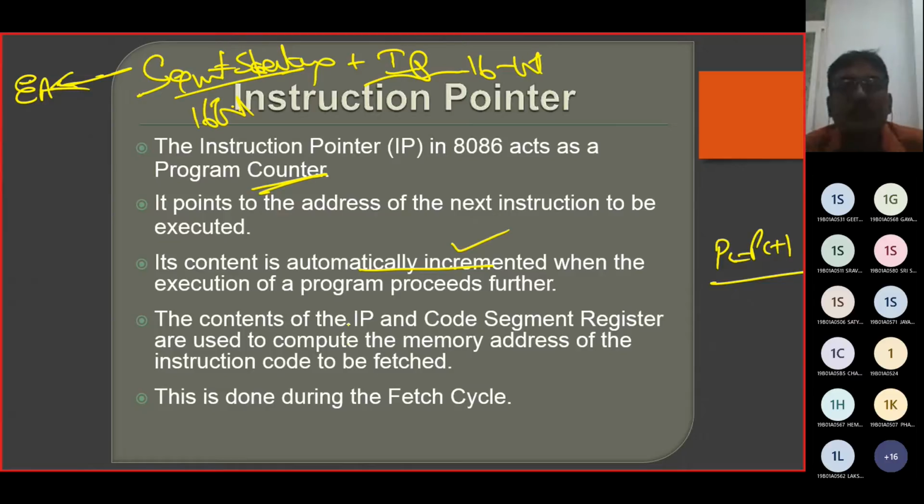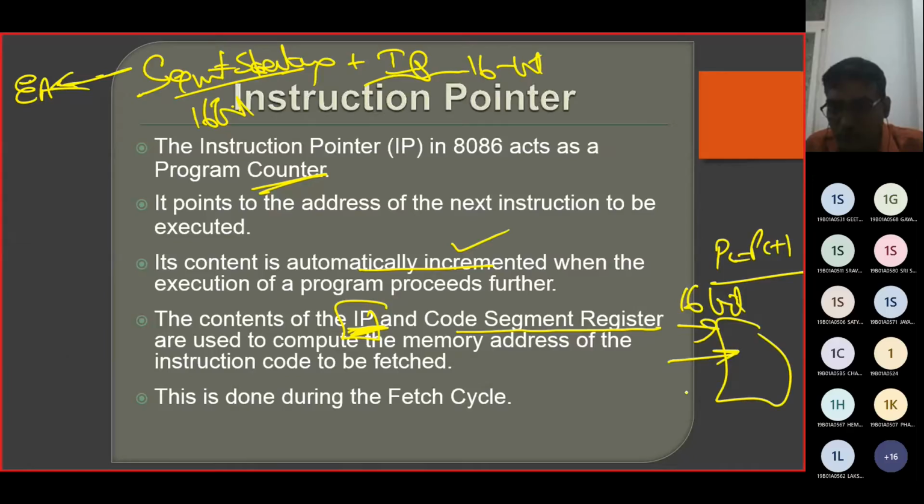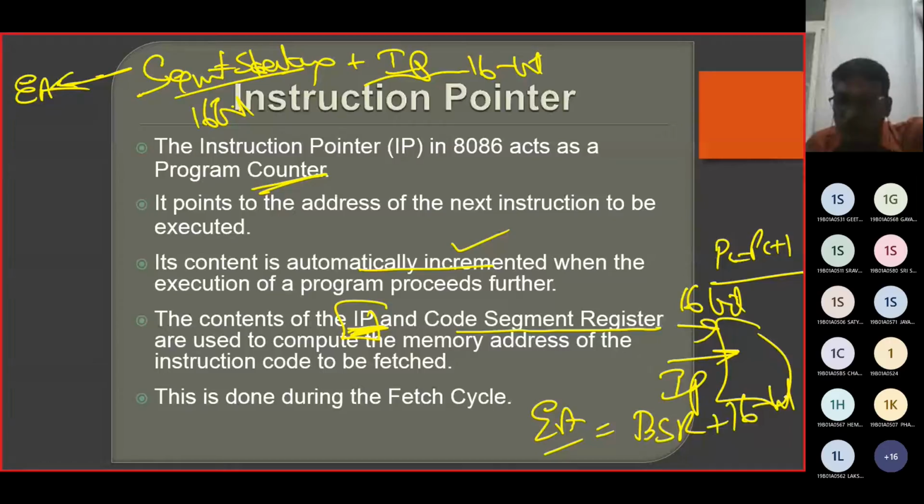Next, we need two components: the starting address of a segment and the instruction pointer. The segment starting address is 16-bit, and to go to the position we need an instruction pointer. So we are generating an effective address which consists of the base segment register and the 16-bit offset. So we are getting this value.